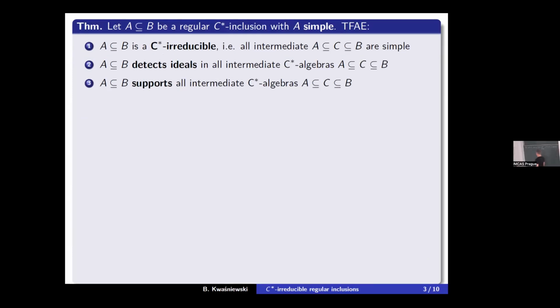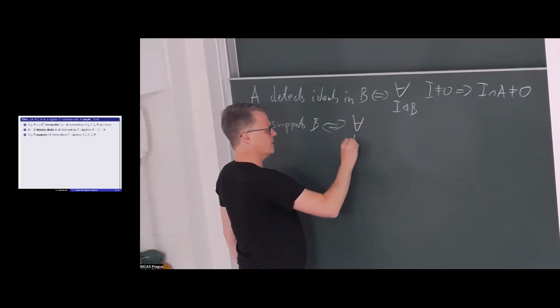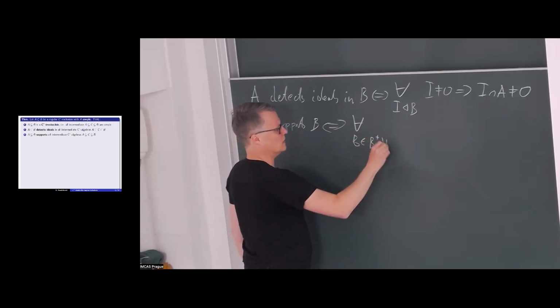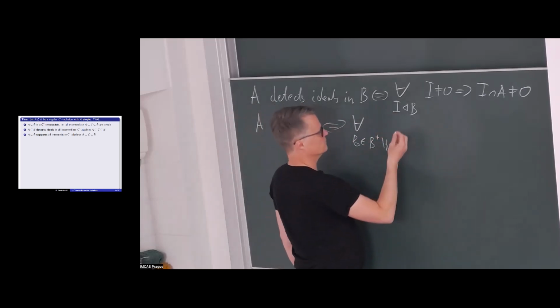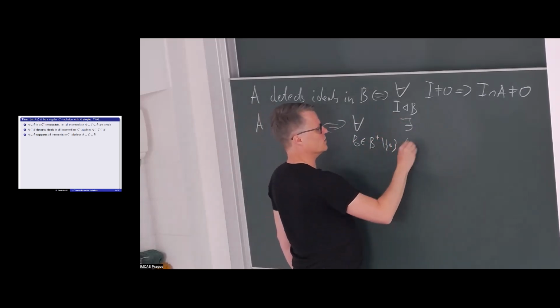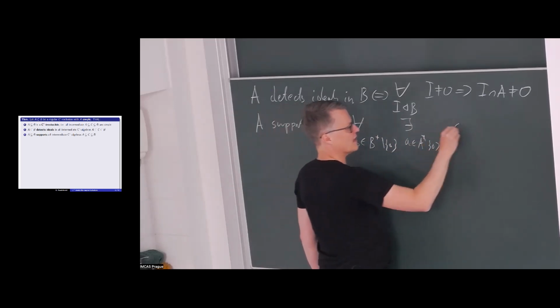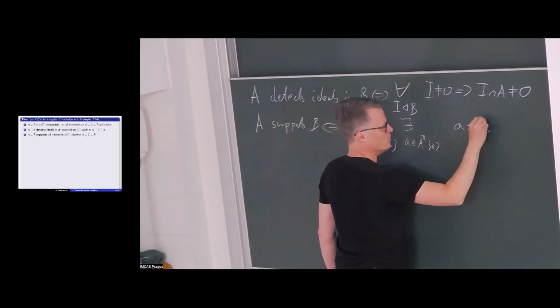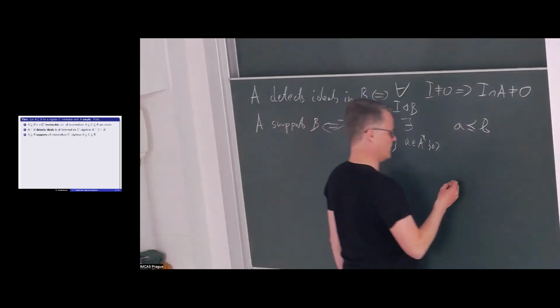And there is another slightly stronger condition, that A supports B. This means A supports positive elements. So for every non-zero positive element in B, there exists a non-zero positive element in A, such that A lies below B in Cuntz's sense. Now I should probably explain this.